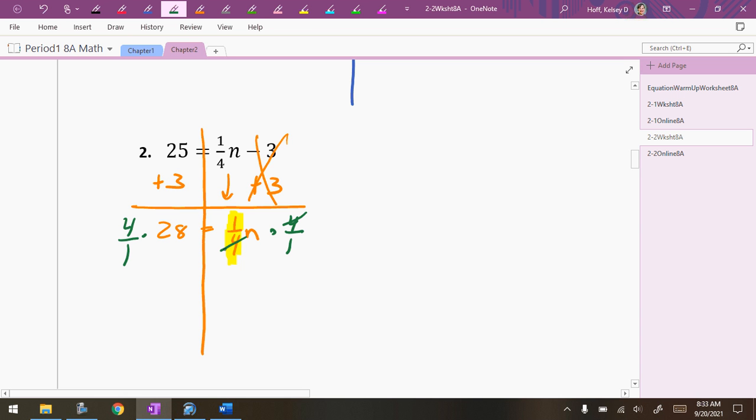So our 4's cancel, and I have 1n. Over here, I'm going to put 28/1. Now, Miss Hoff already knows I can't simplify this because there's 1's on the bottom. If they both are 1's on the bottom, you can't simplify. So we just multiply your top numbers. 4 times 28 is 112.